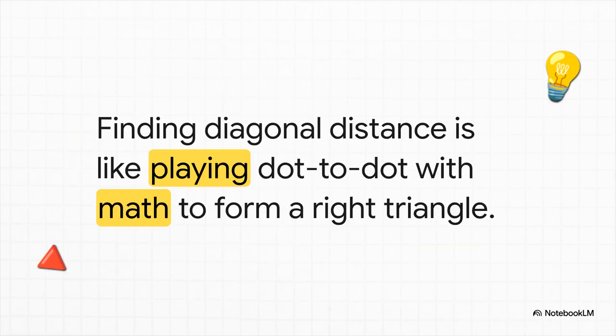And here's how they make it easy for a 6th grader to get it, which I think is pretty clever. They call it the triangulation tip. They say it's like playing dot to dot with math. How cool is that? It's just a great way to help a kid see that hidden right triangle, the secret structure that lets you solve for that one definite diagonal distance.